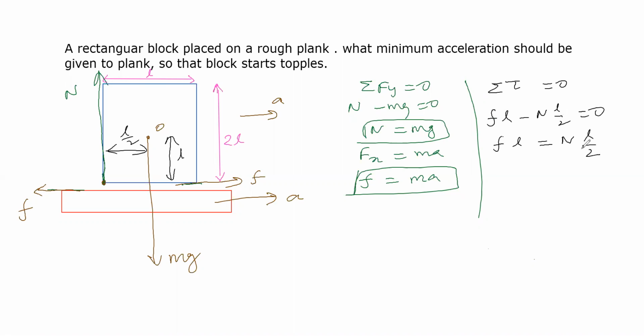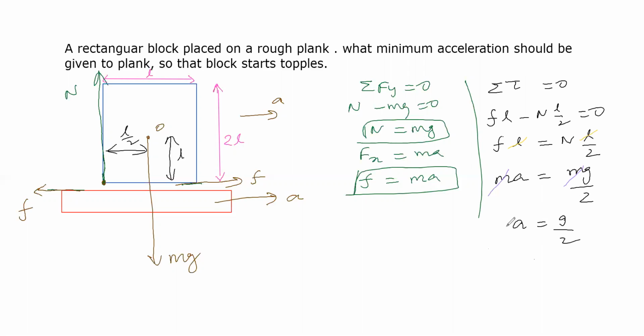Now we can cancel L on both sides. Now we substitute friction, which is MA, and N, which is MG, with the factor 1 by 2 there. Now we cancel M again, and after cancelling M we get the acceleration A equal to G by 2.